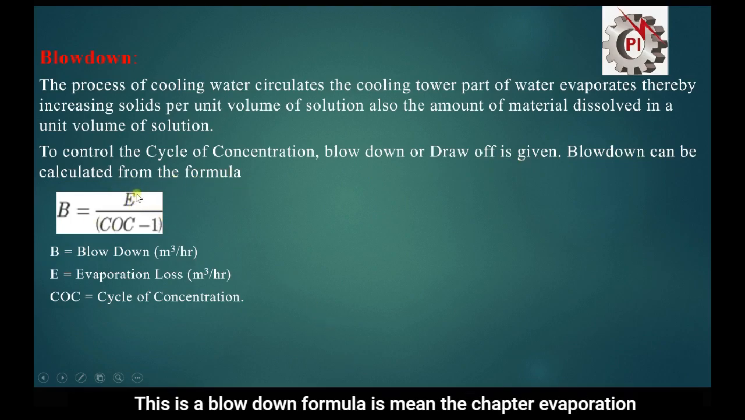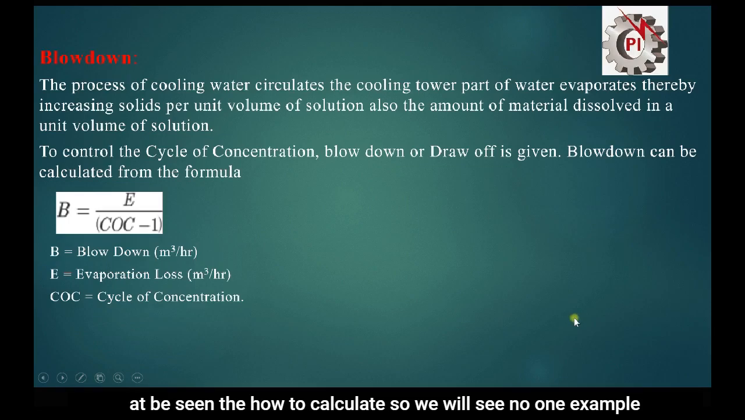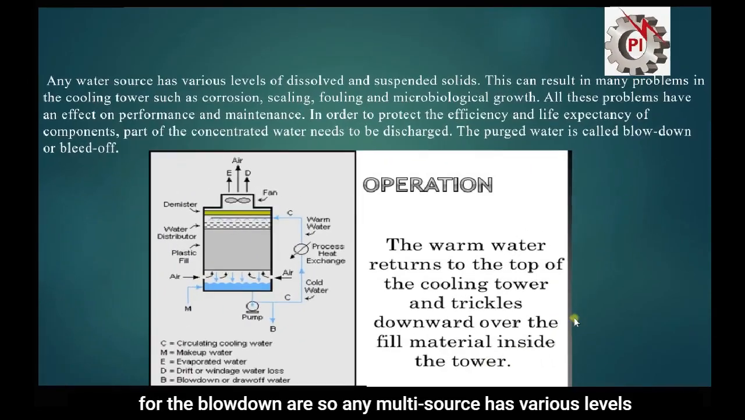E means the evaporation rate in cubic meters per hour. C is the cycle of concentration, as we saw how to calculate. So we will see one example for the blow down now.